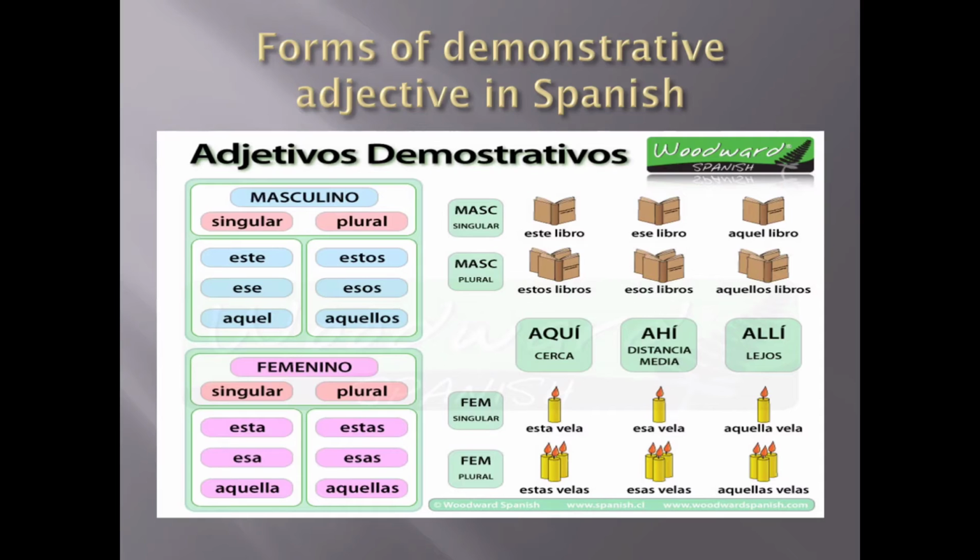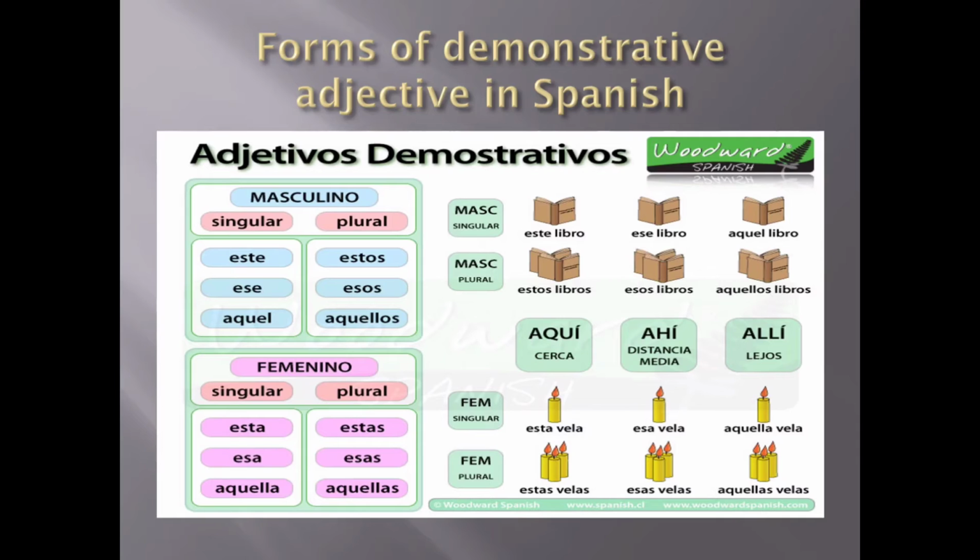The next one, ese libro, singular. Esos libros, plural. That means that book and those books. For an object which is far away from the speaker and listener, we have aquel libro and aquellos libros. That means that book over there and those books over there.